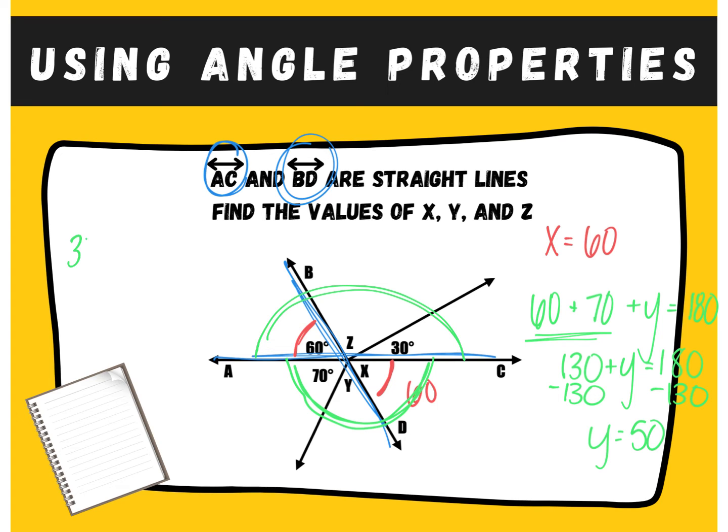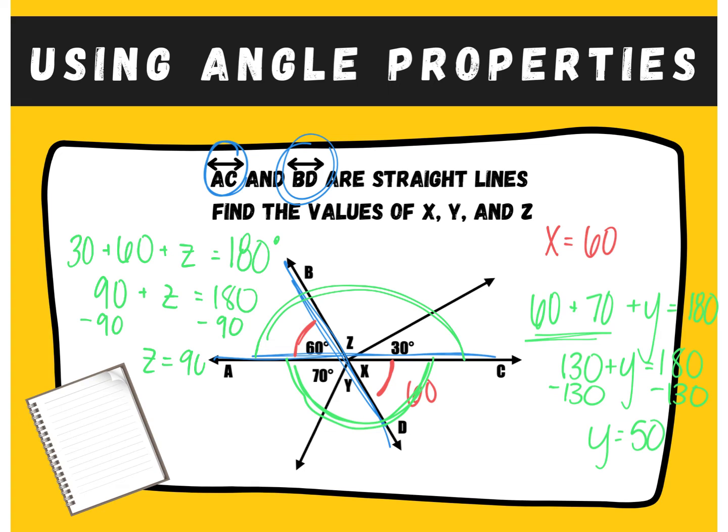I know that I have a 30-degree angle, and a 60-degree angle, and a z. Altogether, those 3 angles should equal 180 degrees. Now, 30 plus 60 gives me 90. And when I subtract 90 on both sides, that tells me that z is equal to 90. In this problem, I have used multiple properties. I've used vertical angles, I've used angles adding up to 360 and angles adding up to 180, and all of these properties together gave me all 3 answers I was looking for.